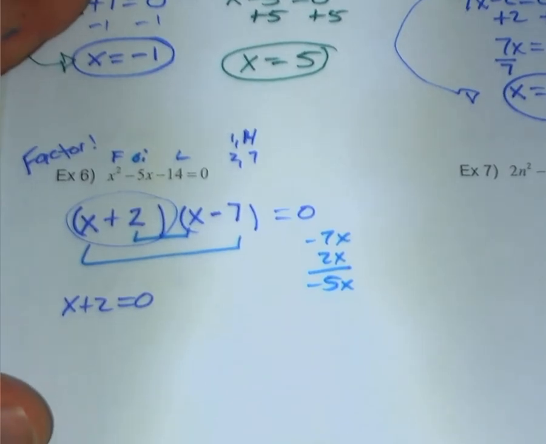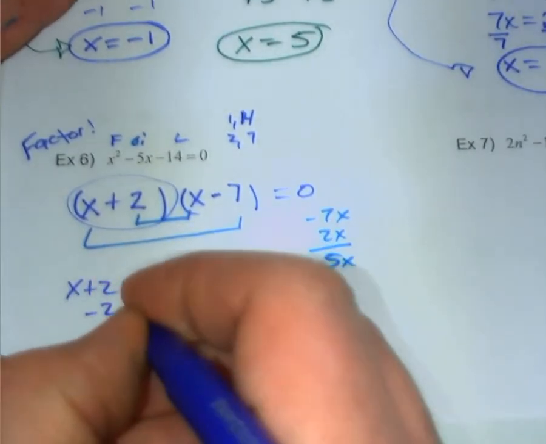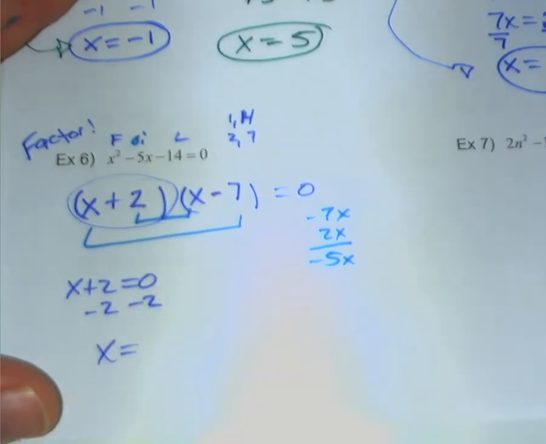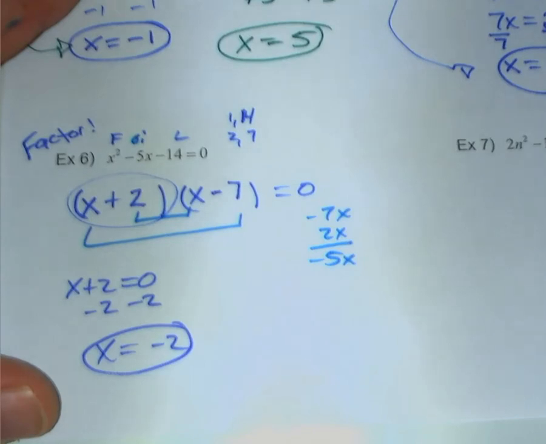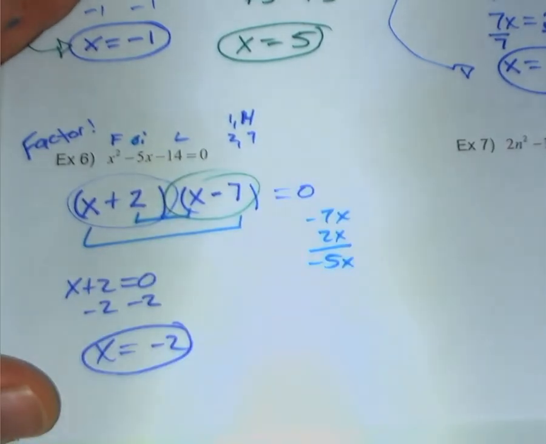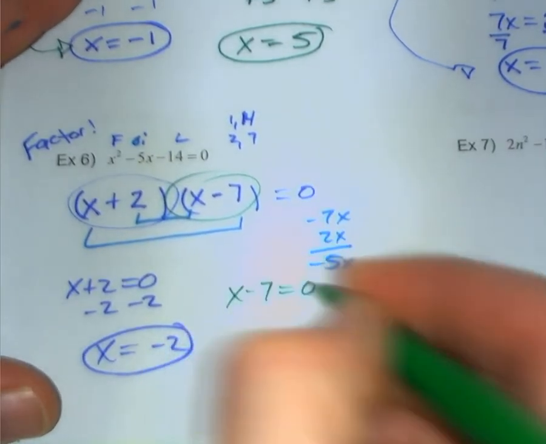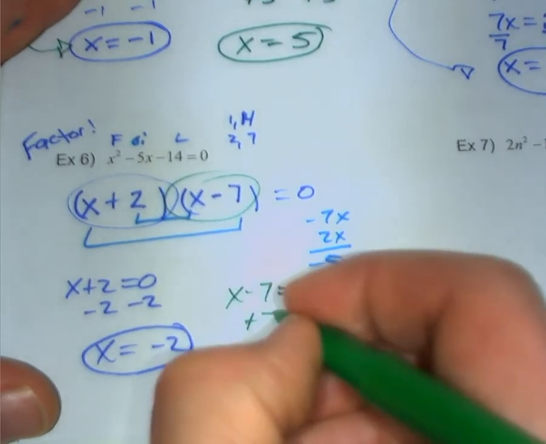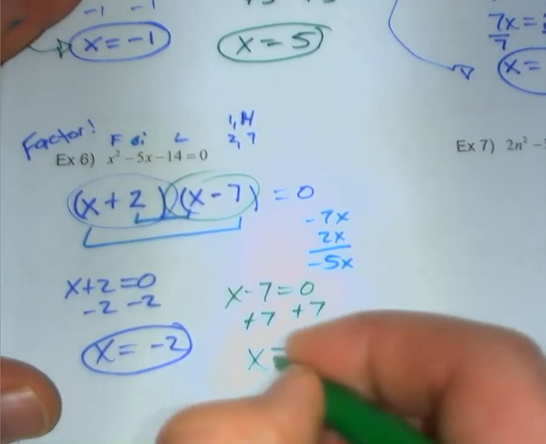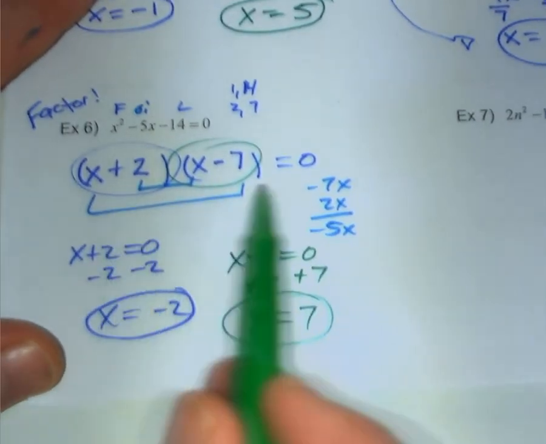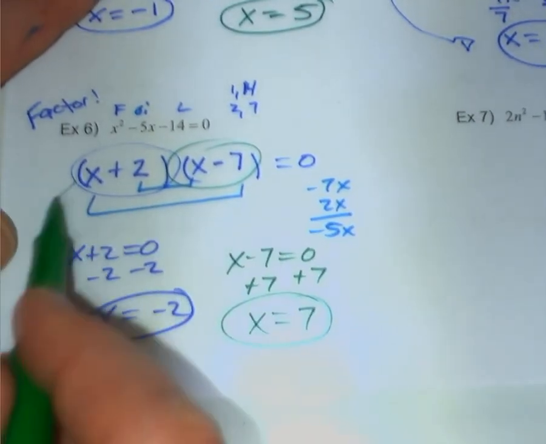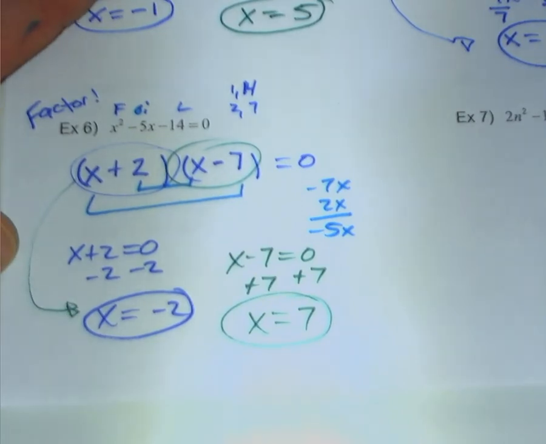Okay. And what do you get? X equals negative 2. And then we can do it for this one here. Take x minus 7, set it equal to 0, and you get x equals 7. I always remember opposite of what I see in parentheses. So if you go from this step to this step, I'm okay with that. You don't need to do the work in that case.